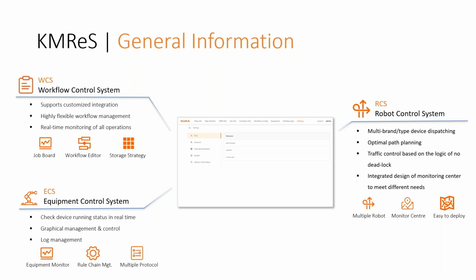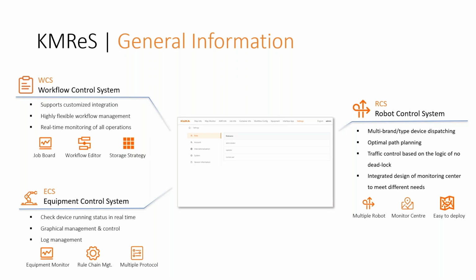We have the rule chain, which is where you can configure how you want these communications to occur and what protocols you want to use to do that. Again, we can do Modbus, we can do Ethernet IP, we can do OPC UA, MQTT.